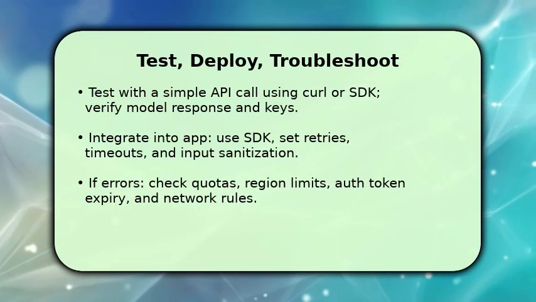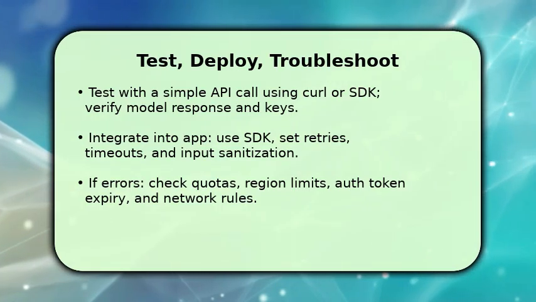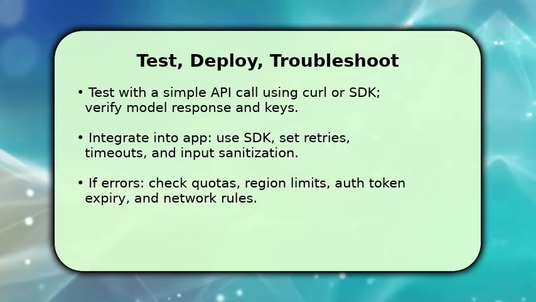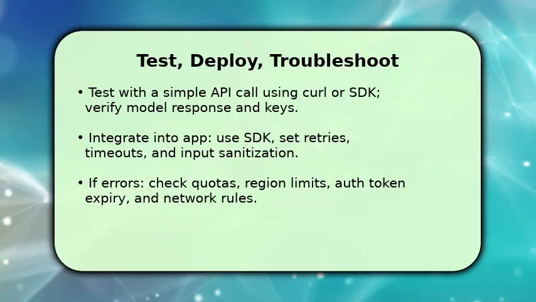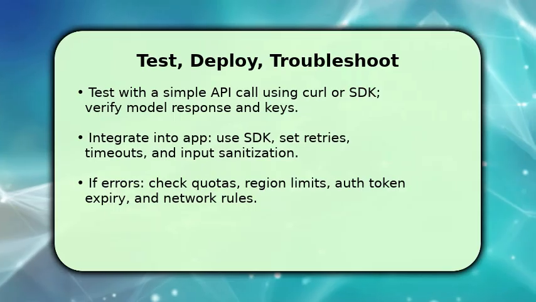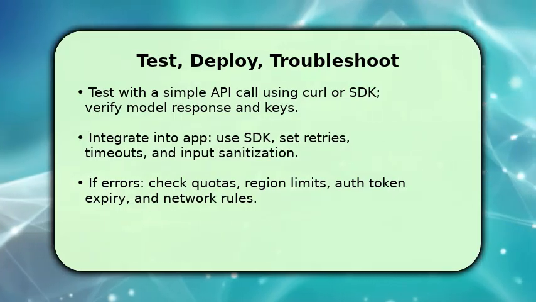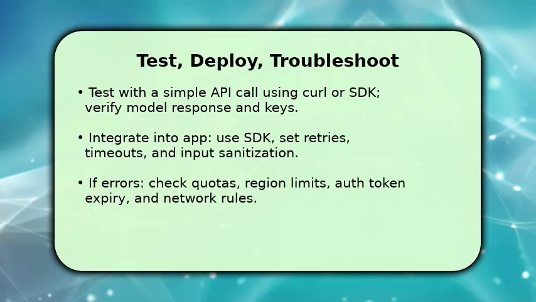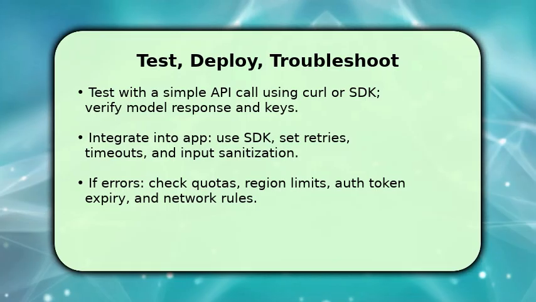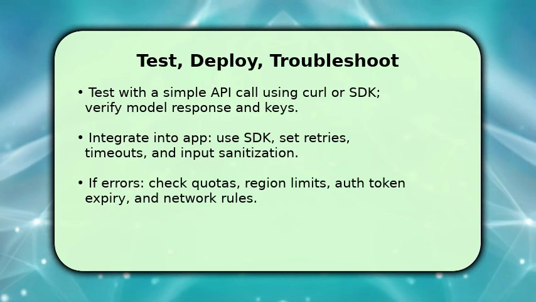Finally, validate and deploy. You'll run a simple API call via curl or the SDK using your endpoint and key to confirm the model responds. Once verified, integrate the client into your app, implementing retries, timeouts, and input validation. Deploy to staging first, monitor usage, and enable logging and alerts for errors and quota thresholds. If something breaks, check quota limits, token expiry, firewall or private endpoint rules, and RBAC permissions. These are the most common culprits to resolve quickly.